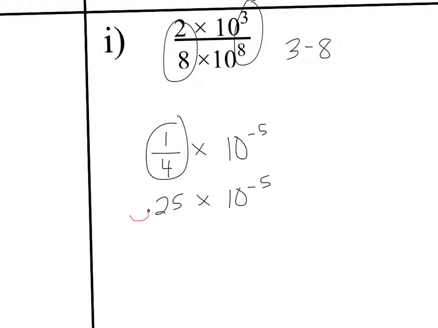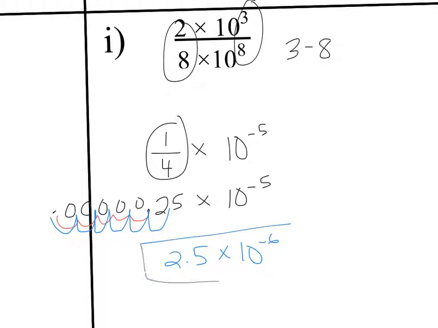So I'm going to move this over 1, 2, 3, 4, 5. So it's 0.000025. So now if I write this number in scientific notation, it's 1, 2, 3, 4, 5, 6. The final answer is 2.5 times 10 to the negative 6. You did not have to write this out right here. You could have just thought, okay, well I have to move the decimal over one more time, and so that's going to be 10 to the negative 6.